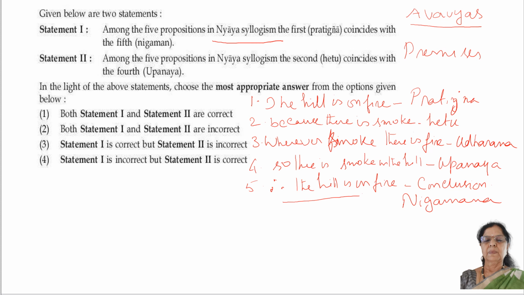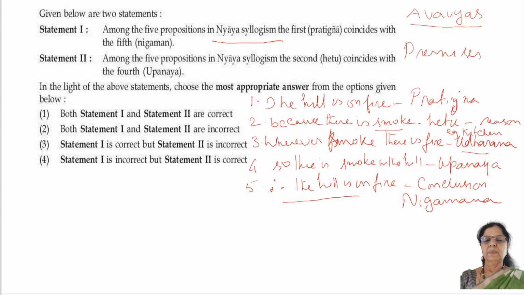The hill is on fire. What is the reason? Why do you say the hill is on fire? Because I can see smoke. So that is the reason, hetu is the reason. And why, if there is smoke, should you say that there is fire? Yes. Wherever there is smoke, there is fire. Example, kitchen. In the kitchen, you see smoke and there is fire.